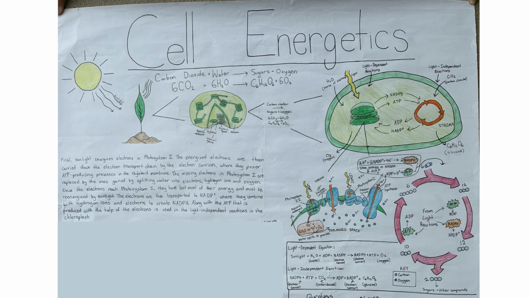In summary, first, sunlight energizes electrons in photosystem 2. The energized electrons are then carried down the electron transport chain by the electron carriers, where they power ATP-producing processes in the thylakoid membrane. The missing electrons in photosystem 2 are replaced by the ones gained by splitting water into electrons, hydrogen ions, and oxygen.